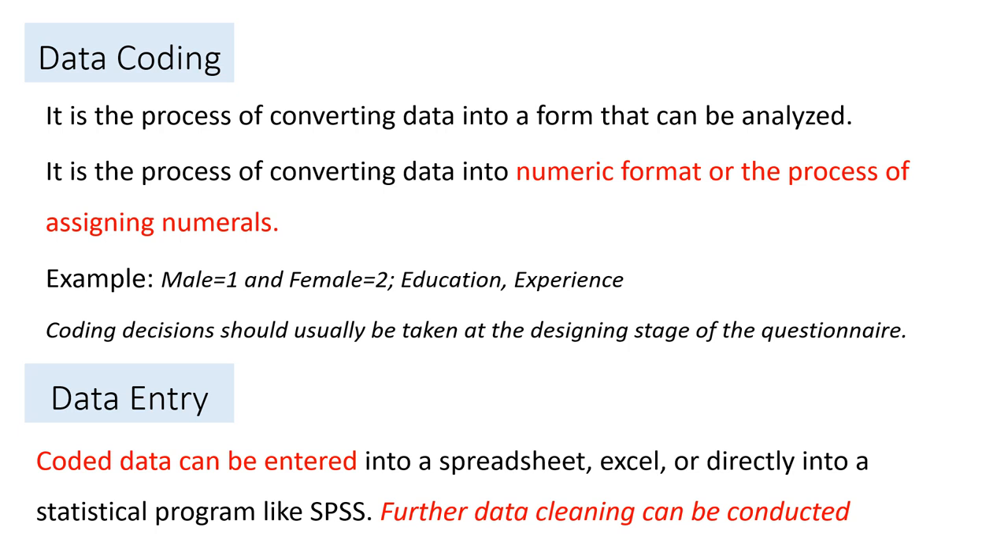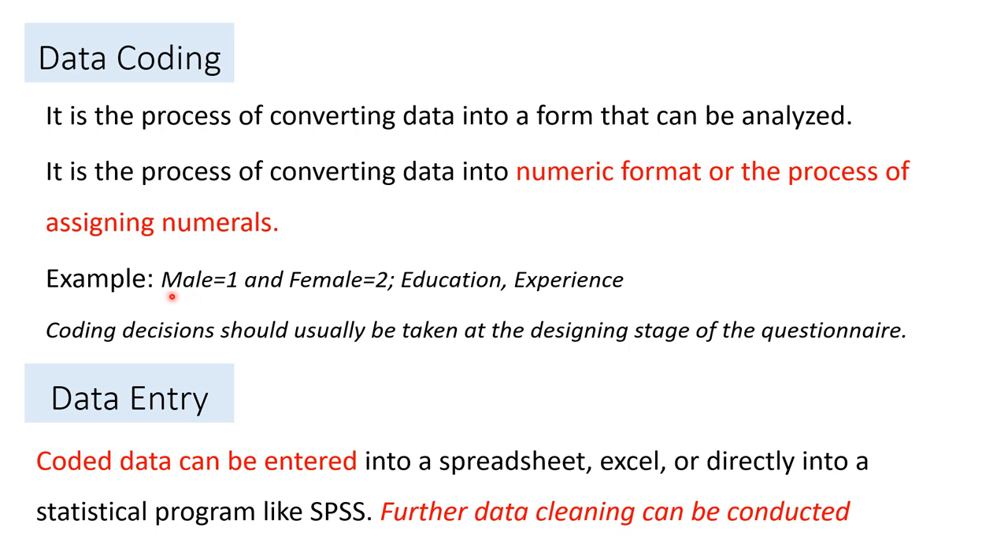After cleaning our data, the next step is data encoding. Before data entry, we have to encode, that is, assign a code for our data. It is a process of converting the data into a form that can be analyzed using different software. Here we make the data appropriate to be analyzed. It is the process of converting the data into numerical format, or assigning numerals to our data. Let us see an example.